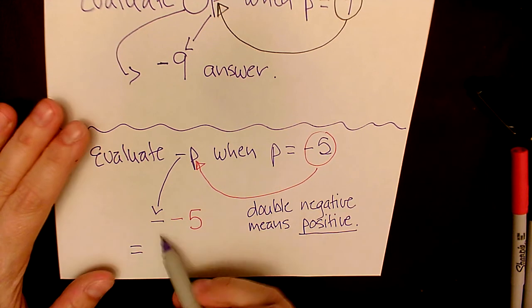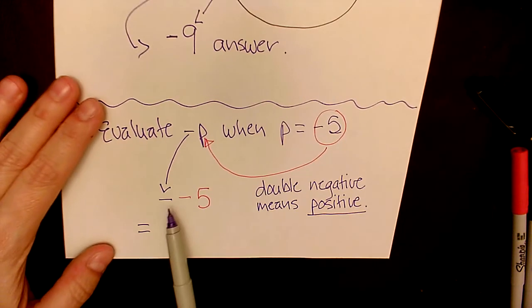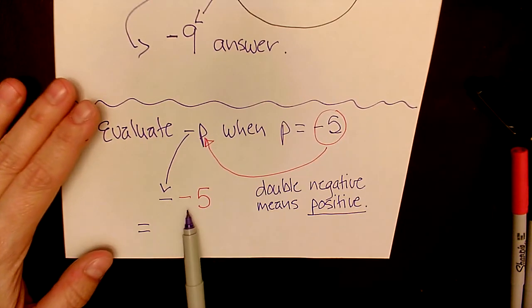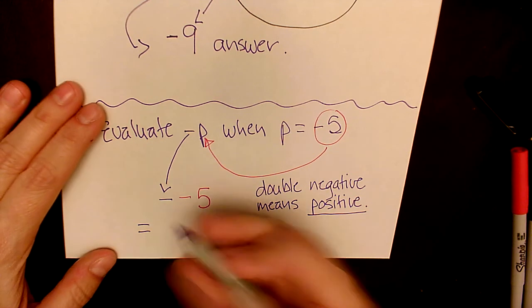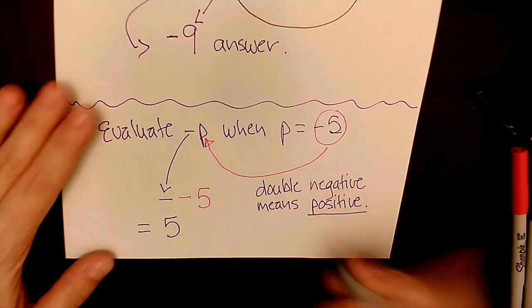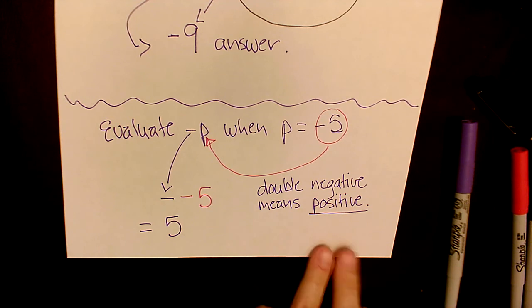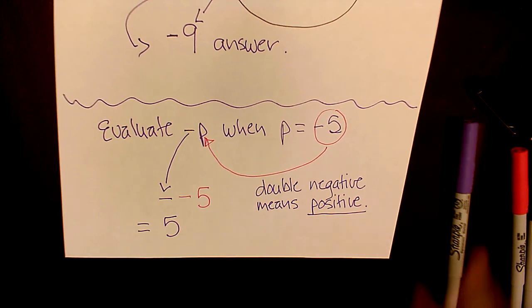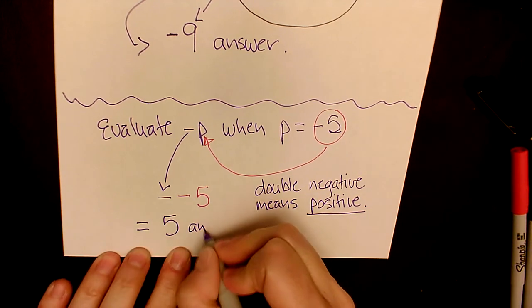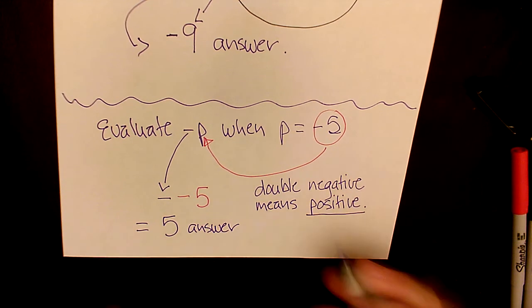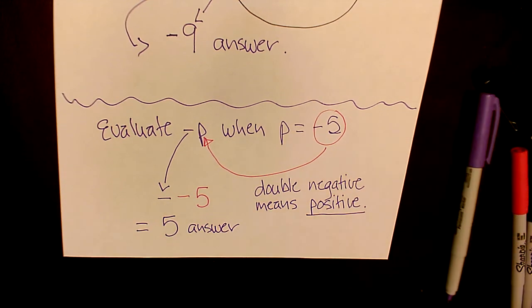So when I have two negatives together, I can think of it as either taking the opposite of -5 and getting +5, or we can think of a double negative, or two negatives together, meaning a positive. So my answer here is just +5.